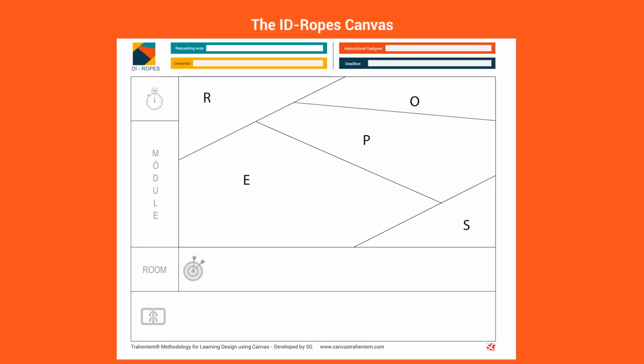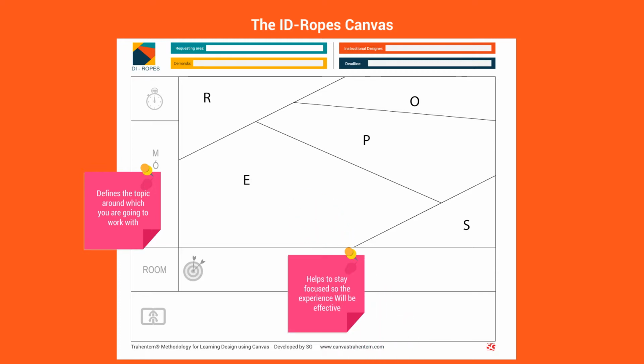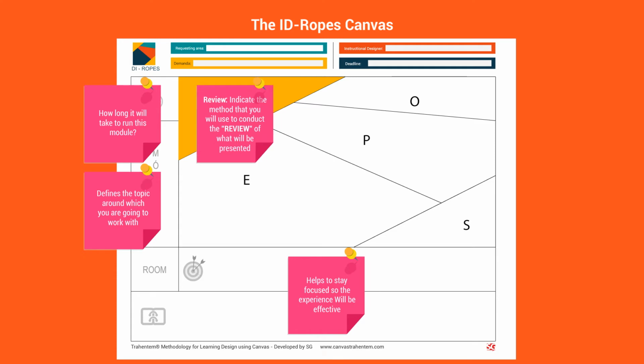Let's analyze each phase of Ropes. The module defines the topic around which you are going to work. The objective of the module helps to stay focused so the experience will be effective. The definition of time must be made based on the complexity of the topic, volume of the content, and relevance of it. Once the time has been defined, it is time to choose the methods for each one of the phases. Review. Indicate the method that you are going to use to review that the participants know about what will be presented.